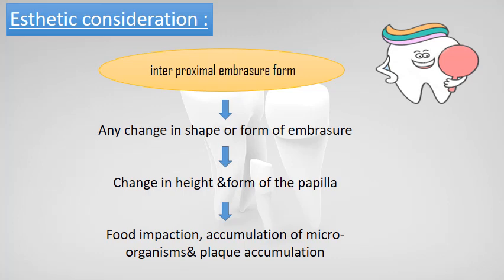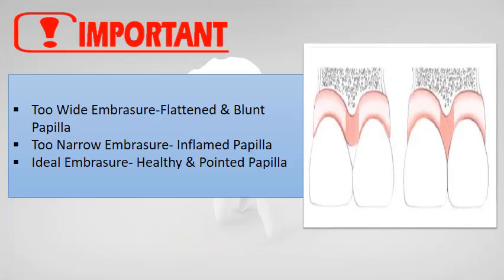So, any change in the shape or form of the embrasure leads to a change in the height and form of the papillae, which results in food impaction, accumulation of microorganisms, and plaque accumulation. So, too wide an embrasure gives flattened and blunt papillae, too narrow an embrasure gives inflamed papillae, and an ideal embrasure gives healthy and pointed papillae.